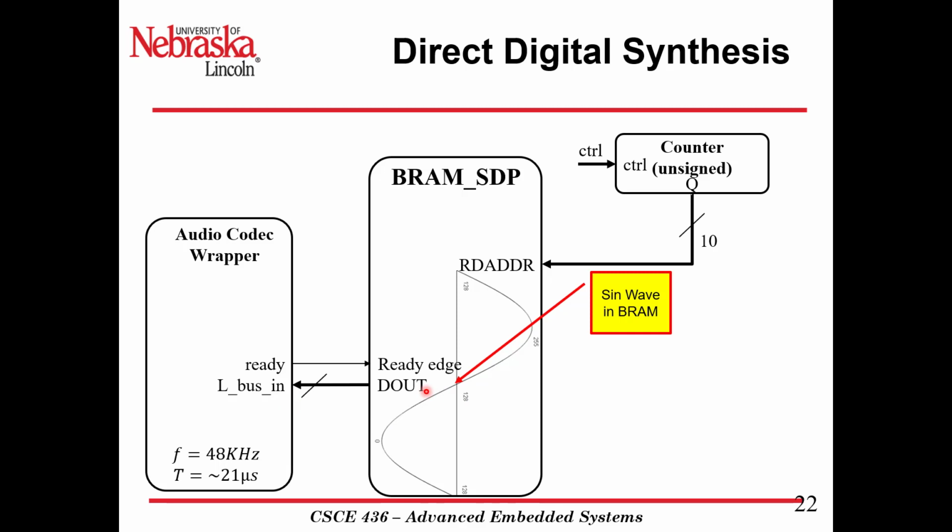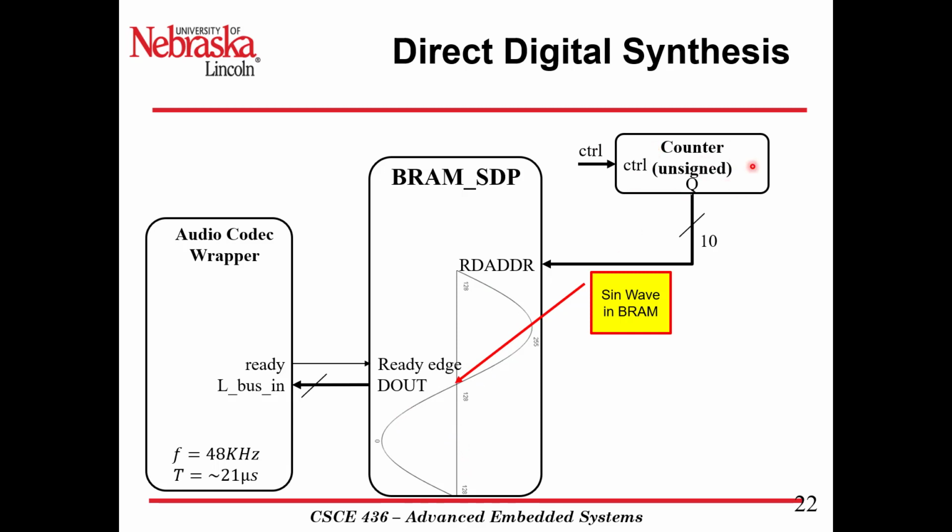We're going to have D out from our VRAM tied to that L bus in. And every 21 microseconds, which is the inverse of the frequency, we're going to have a sample going out, basically 18 bits representing our sine waveform being output.